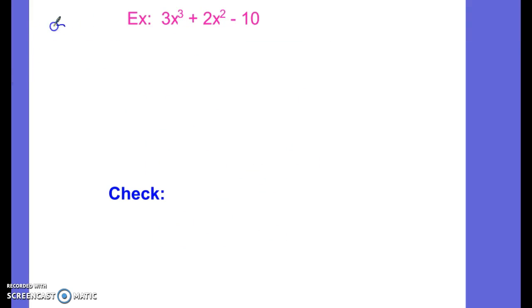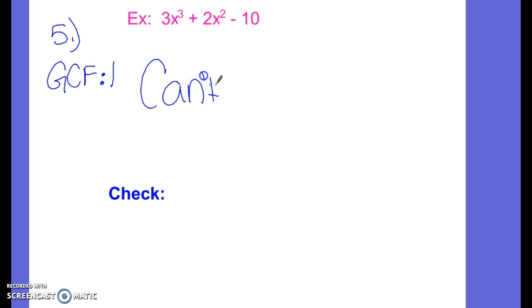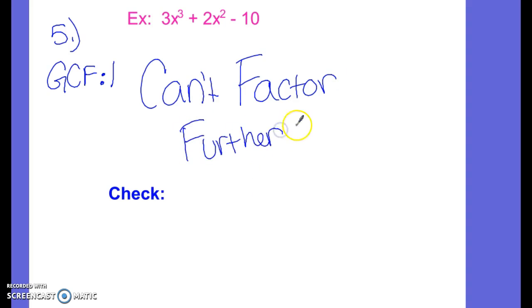Number 5, 3x squared plus 3x cubed plus 2x squared minus 10. Your GCF number is 1, and 10 doesn't have an x, so there's no x's in common. So if your GCF is 1, oh, this is very nice. You can't factor further. You're done. Because if your GCF is 1, when you divide by 1, it doesn't end up being the exact same.